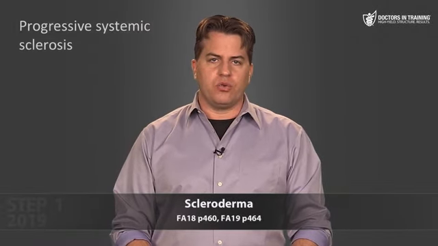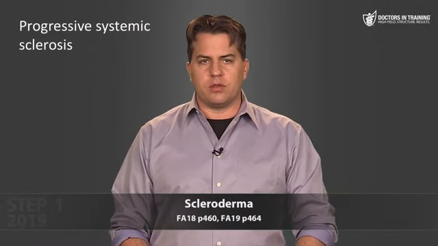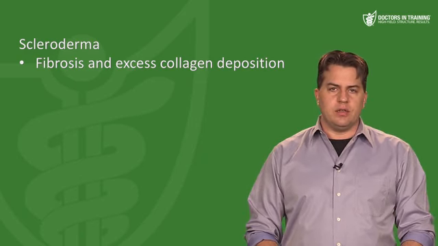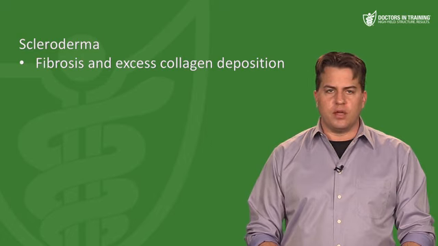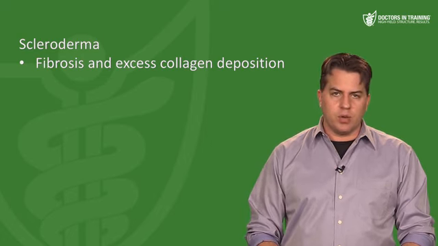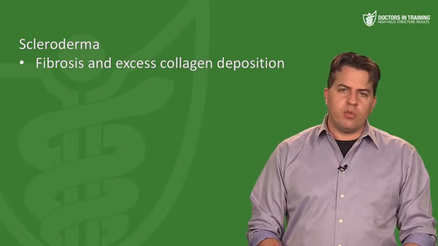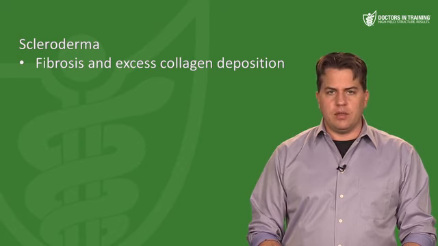Let's talk about scleroderma next. It's also known as progressive systemic sclerosis. Scleroderma is a disease where you have fibrosis and excess collagen deposition throughout the body, not just the skin, but throughout the body. It's not really an inflammatory disease at all, it's a bulking disease.